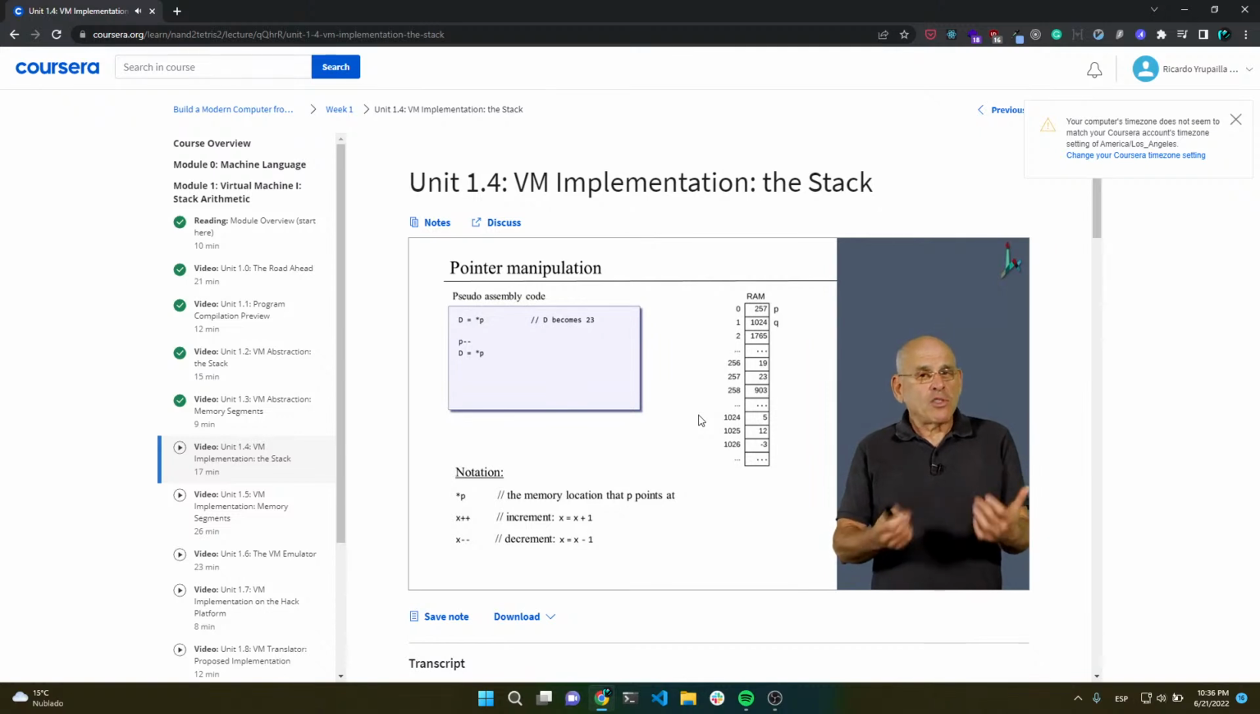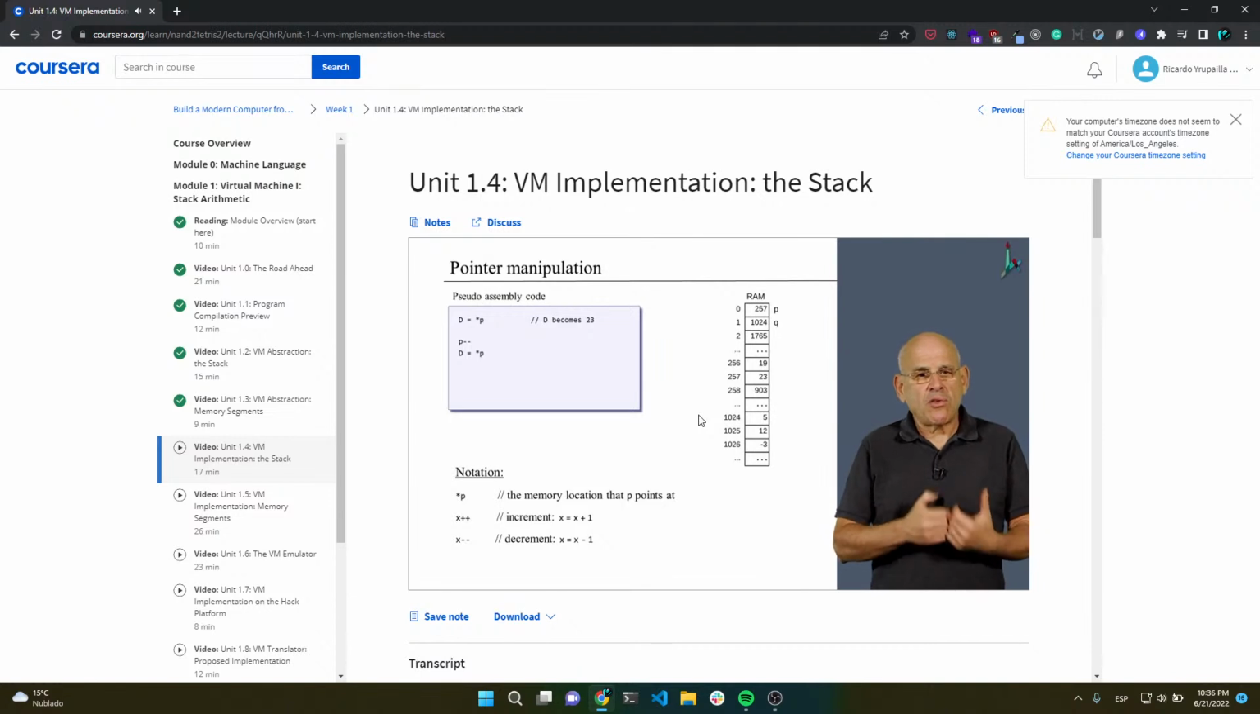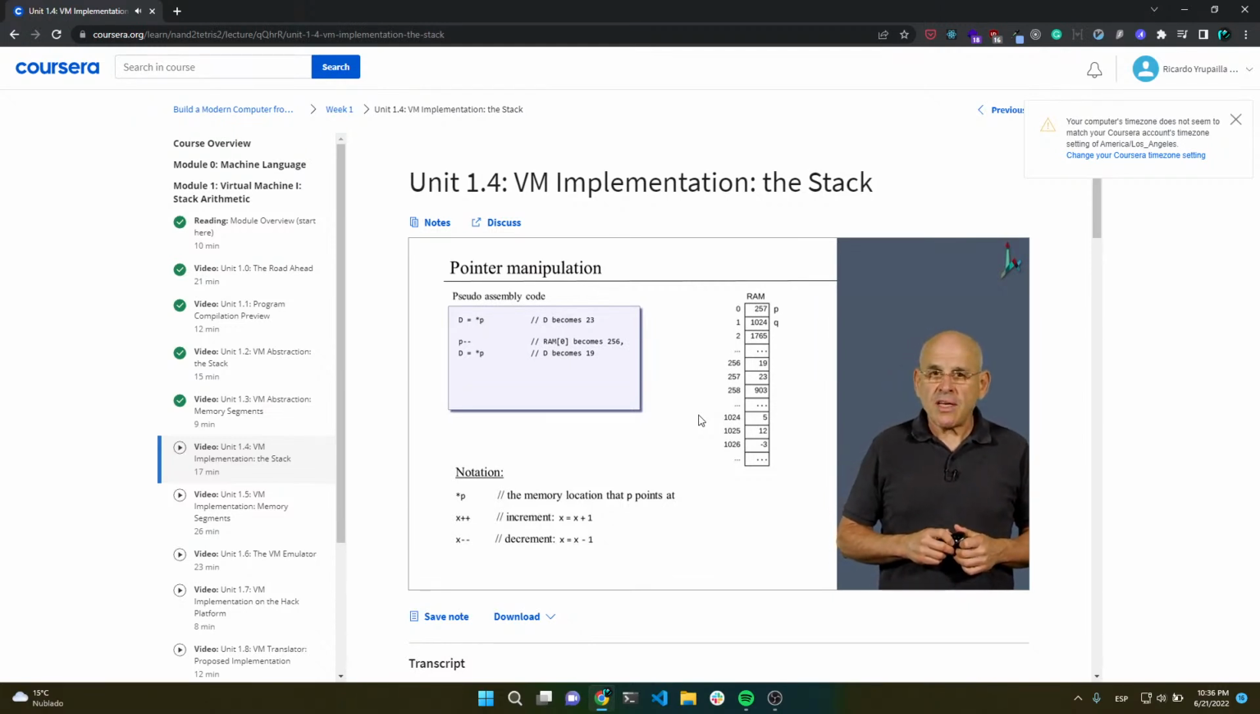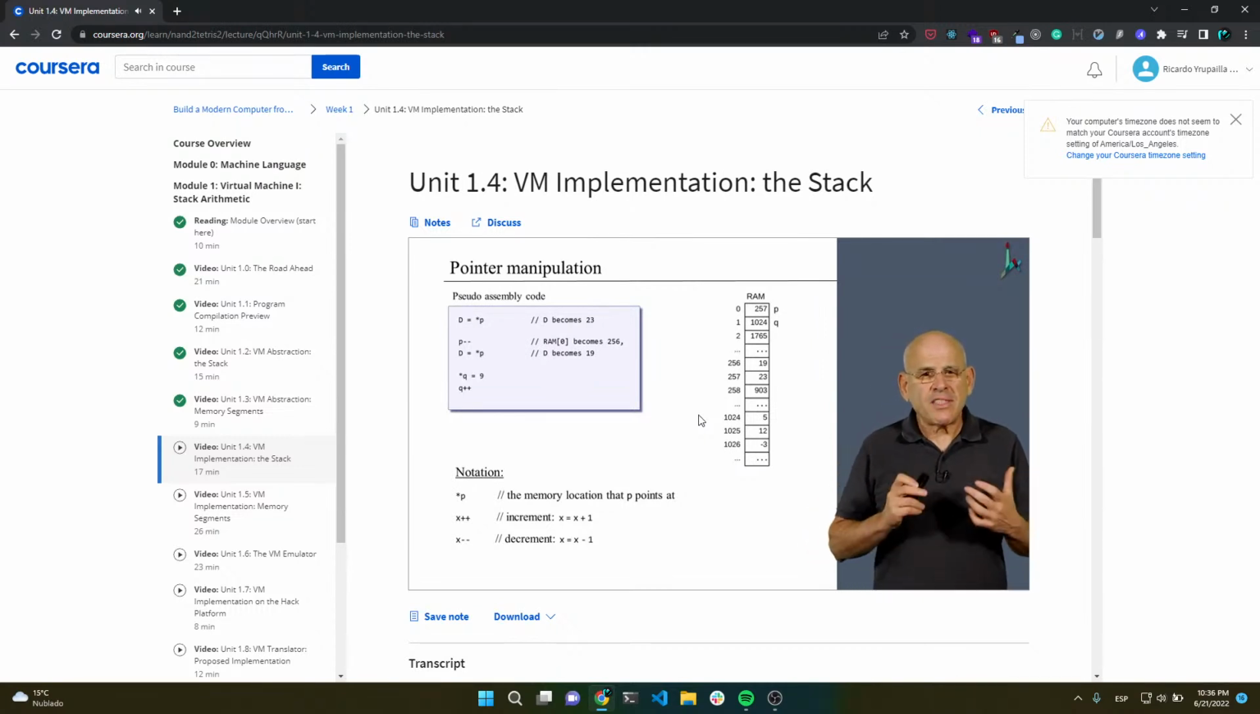So if we do P minus minus, well, we now treat P as a regular variable, and therefore RAM 0 will become 256. And now P points at address 256. So if we say D equals asterisk P, we'll get the value 19, which happens to be the contents of the RAM in 256. Here's another sort of final example, which is kind of symmetric.